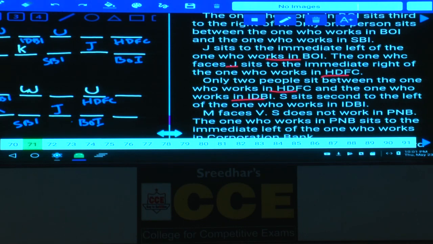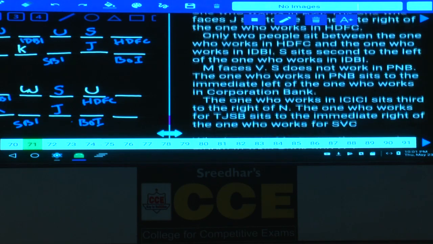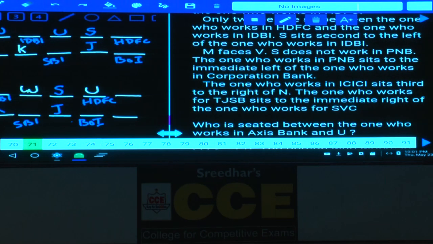S sits second to the left of the one who works in IDBI. S is seated second to the left of the one who works in IDBI. S is here. And M faces V. M and V are facing opposite to each other. Hence, in the first case, M and V must be in these two places. And the second case also, M and V must be in these two places.